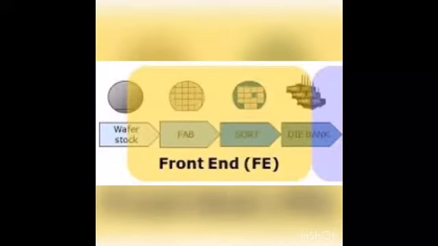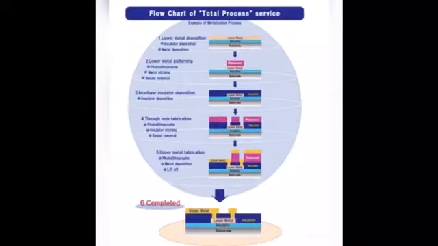Front end process has 6 steps. First is lower metal deposition, second is lower metal patterning, third is interlayer insulator deposition, fourth is through hole fabrication, fifth is upper metal fabrication, and sixth is the semiconductor is complete.